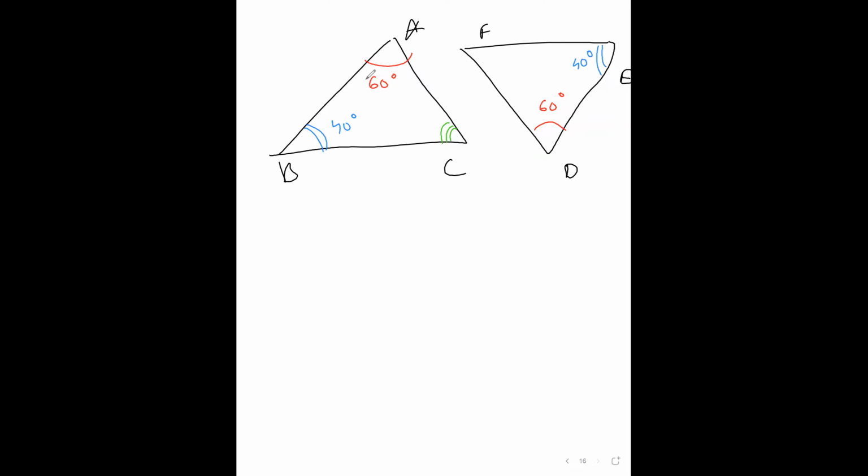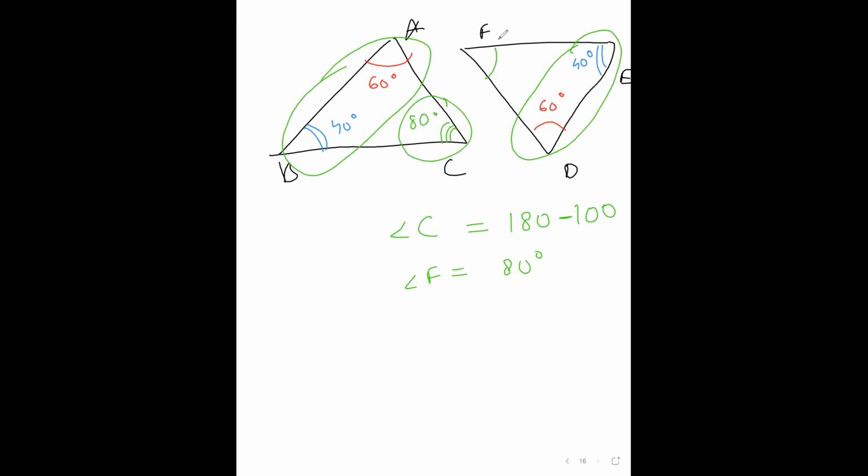100. So basically the third angle, angle C, is equal to 180 minus the sum of the other two, 100. What is that? 80 degrees. Can you find angle F in the other triangle? Yeah, it will be 80 degrees as well. Why will it be 80 degrees? Because if these two angles are equal to these two angles, then the third angle will also be the same.